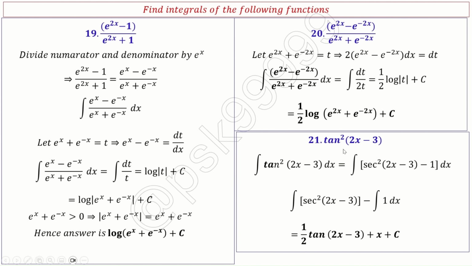Tan square 2x minus 1, so tan square theta, let's assume. Okay, so tan square theta, I'm writing it as secant square theta minus 1. So we know how to integrate secant square theta. Correct, secant square theta integrates to tan theta, but here secant square has 2x minus 3, so the x coefficient will become the denominator. So 1 by 2 tan of 2x minus 3, minus, sorry, this is minus not plus. Okay, this is minus, so minus integration of 1 is nothing but x. Plus constant. Yeah, that's it.